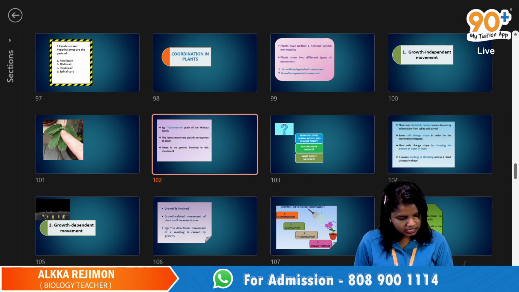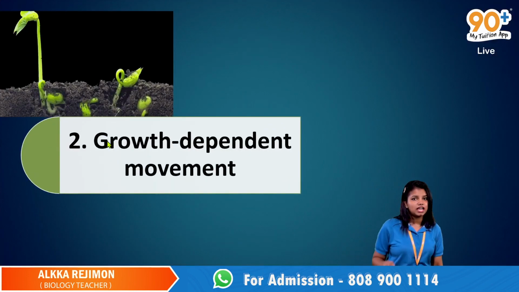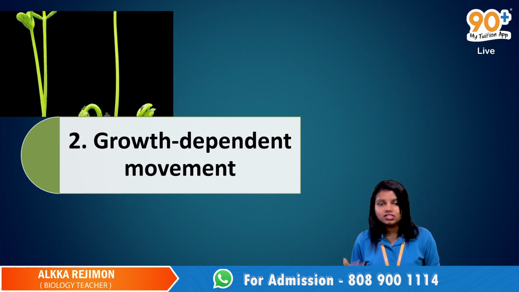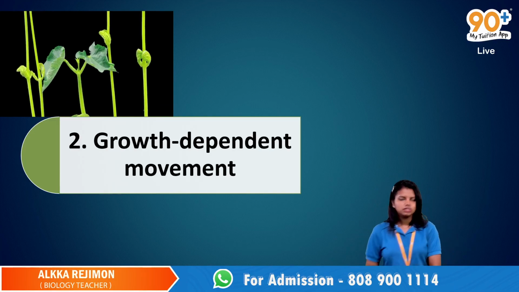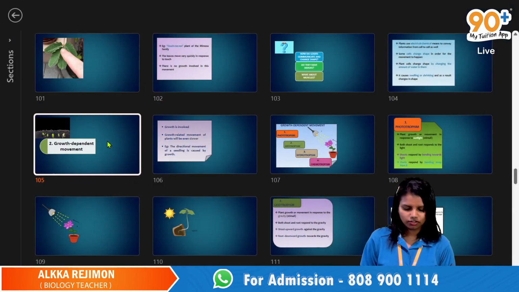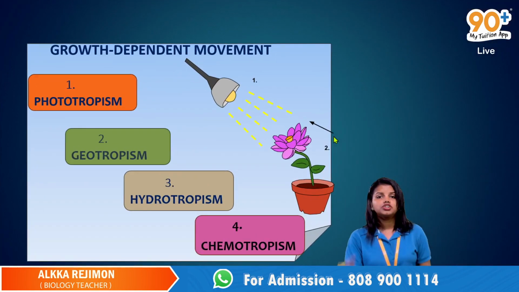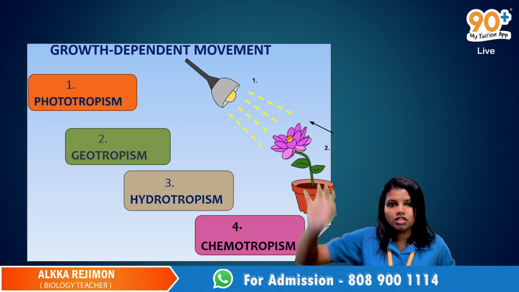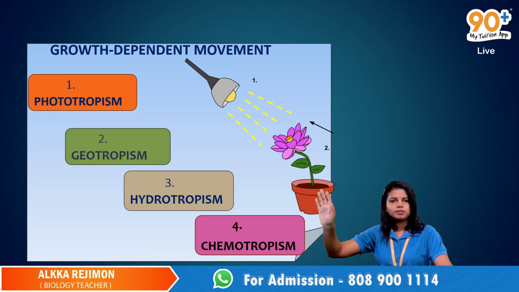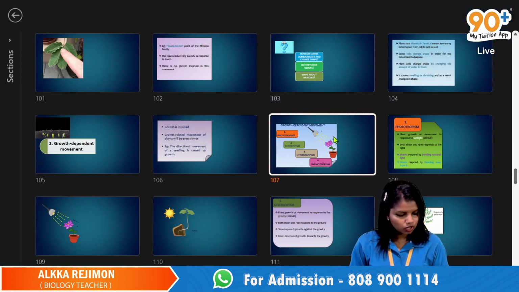But then there are certain other cases in plants where you can see that growth is associated with the movement. If the plant is moving, then a growth is happening. So let's see what that kind of movements are. So here, these growth dependent movements, four of the most important movements are the phototropism, geotropism, hydrotropism and chemotropism. Let's see what each of them are.